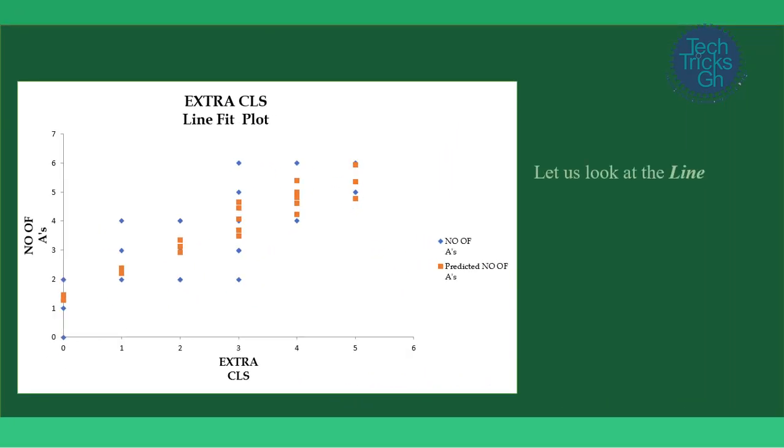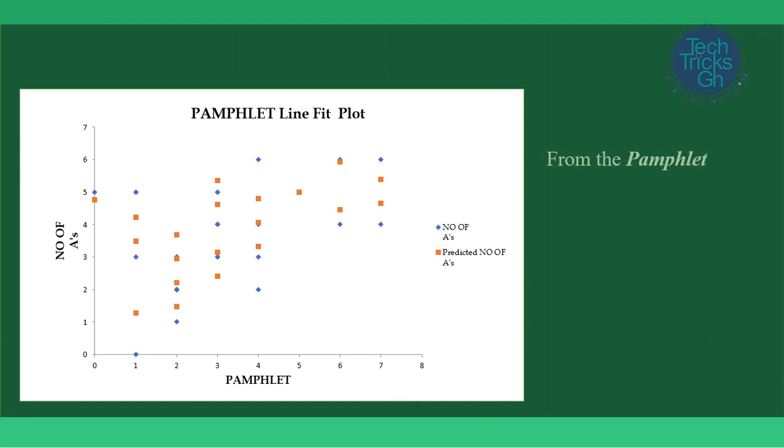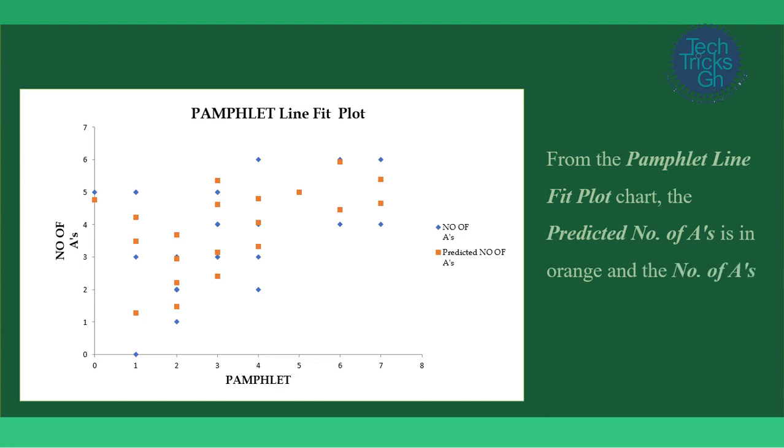Let's look at the line fit plots. From the extra classes line fit plot charts, the predicted number of A's is in orange and the number of A's is in blue. From the pamphlets line fit plot charts, the predicted number of A's is in orange and the number of A's is in blue. In our next data analysis video, we will look at t-test.